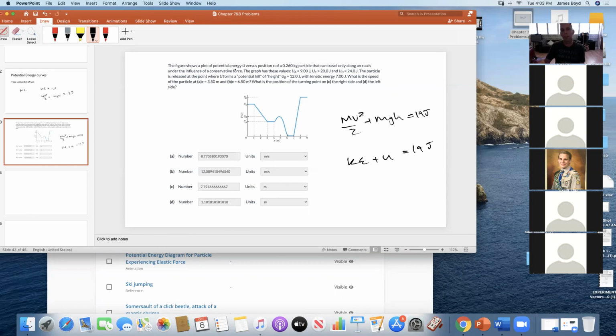It's a little bit weird if we want to find the turning point between these two, because we know this is 20 and this A is 9.